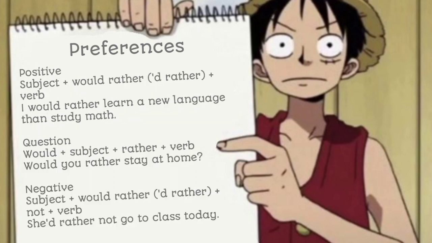Here are the structures. As you can see, there is the form, positive, question, and negative form of preference. First one is positive. Subject plus would rather or I'd rather plus verb. For example, I would rather learn a new language than study math. Question. Would plus subject plus rather plus verb. For example, would you rather stay at home? Negative. Subject plus would rather plus not plus verb. For example, she'd rather not go to class today.